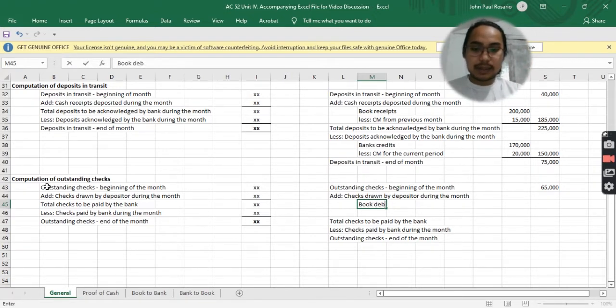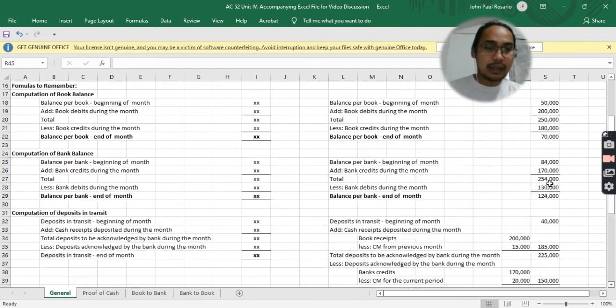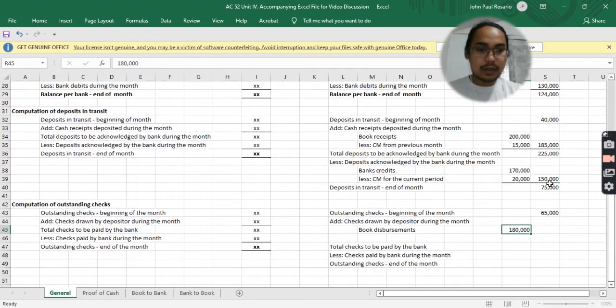So, book debits. How much was our book credits then? Book disbursements, or book credits, amounting to how much was that? Book credits, 180,000. Okay, 180,000. And then, we have to less here our debit memos of the previous month.